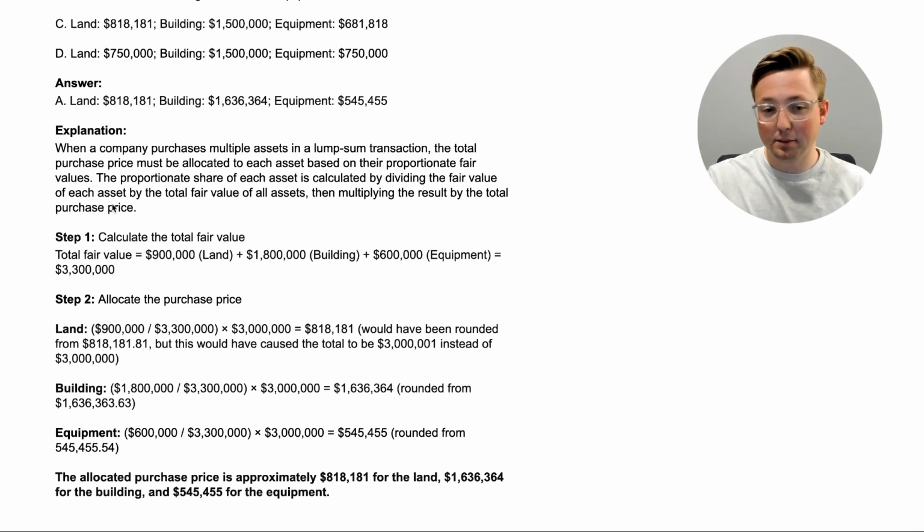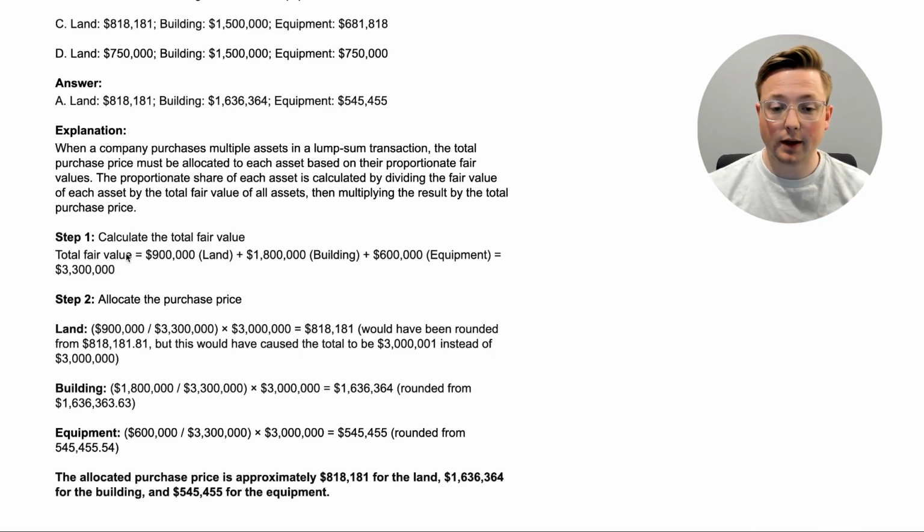That might be a little bit hard to follow in the explanation, so let's go through it here. First we have to calculate the total fair value. Everything that was purchased for $3 million, what's the actual fair value of all those things? The land, $900,000, plus the building worth $1,800,000 and the equipment worth $600,000 gets you $3,300,000 of fair value. So they purchased it for $3 million, but it was worth $3,300,000.